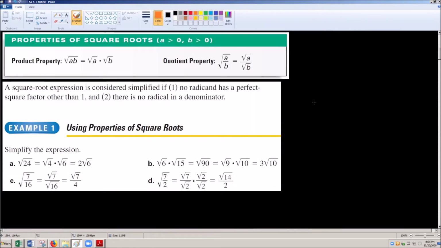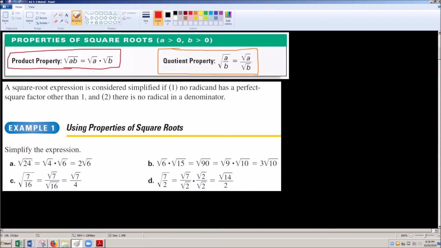Here we're looking at our properties of square roots. So two properties we want to make sure we are aware of. The first is my product property. So if I have a square root of some product, I can split it out into the square root of the two individual factors. And then my quotient property, which is if I have the square root of some fraction, I can split it out and it's going to be the square root of the numerator over the square root of the denominator. So now we're going to look at an example of this below.